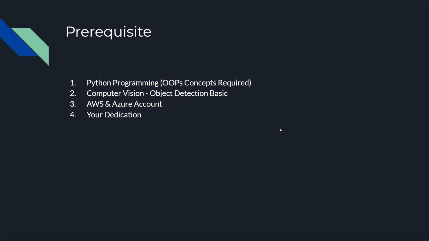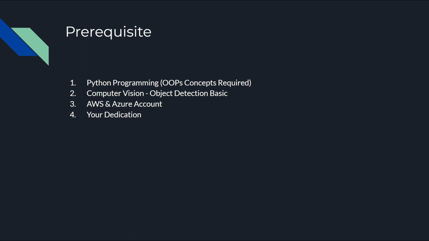Now guys, you can ask me what the prerequisites for this project are. I'm expecting you are familiar with Python programming, at least the object oriented concepts, because here I'm going to write modular code and everything I write will be a Python class. So object oriented programming is very important. I'm also expecting you are familiar with computer vision concepts, at least the basics of object detection, like what object detection is and all about. That should be sufficient for this video.